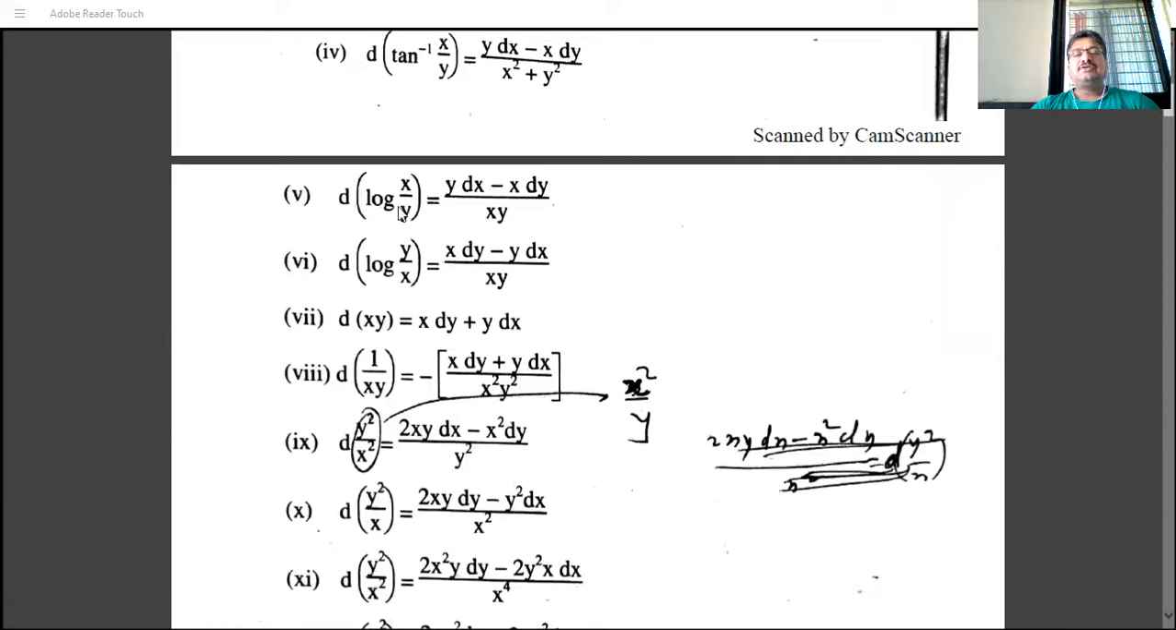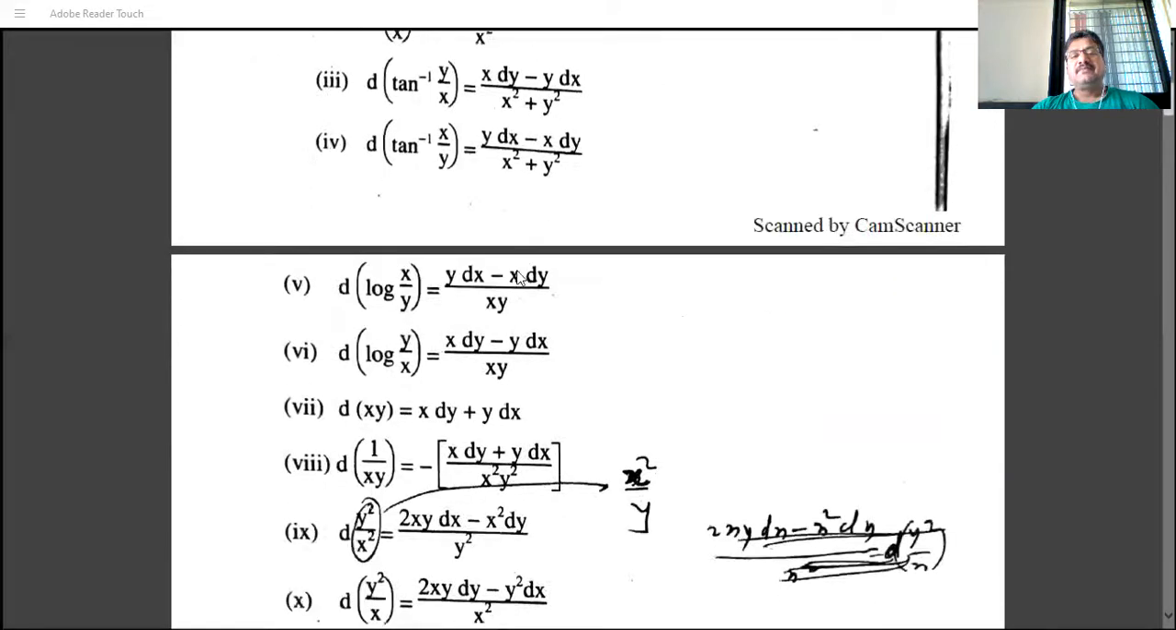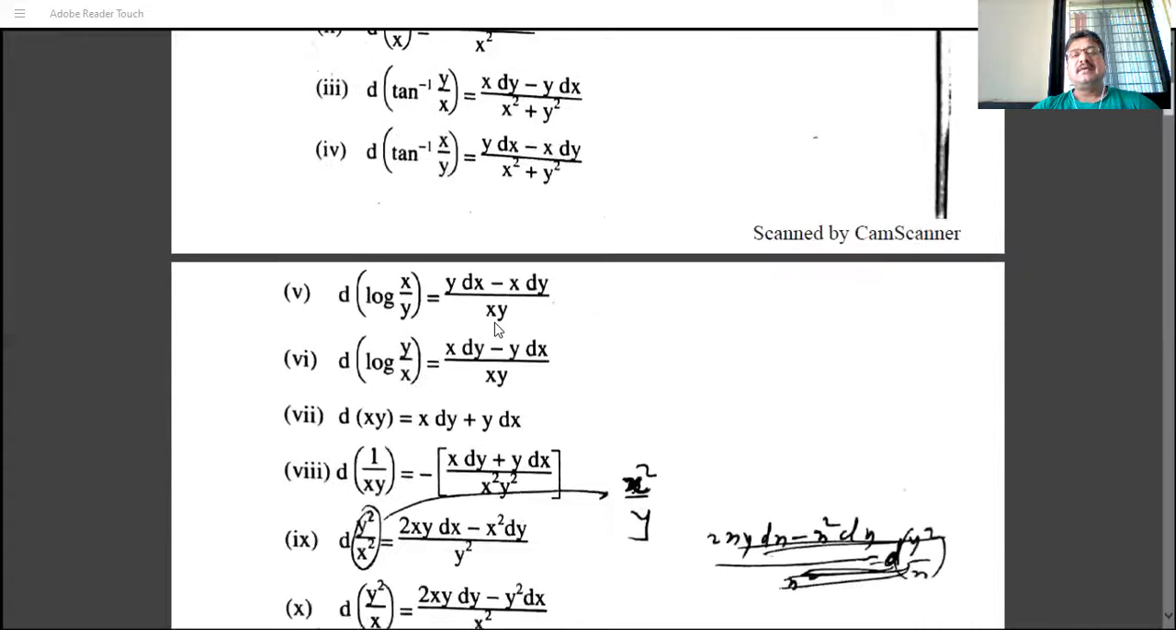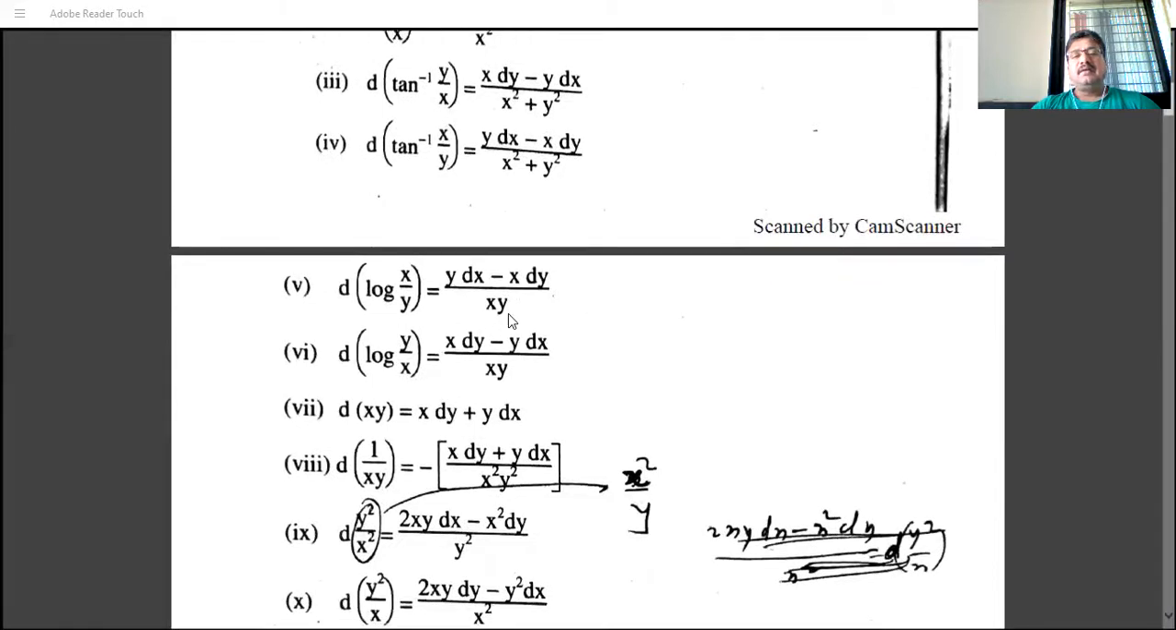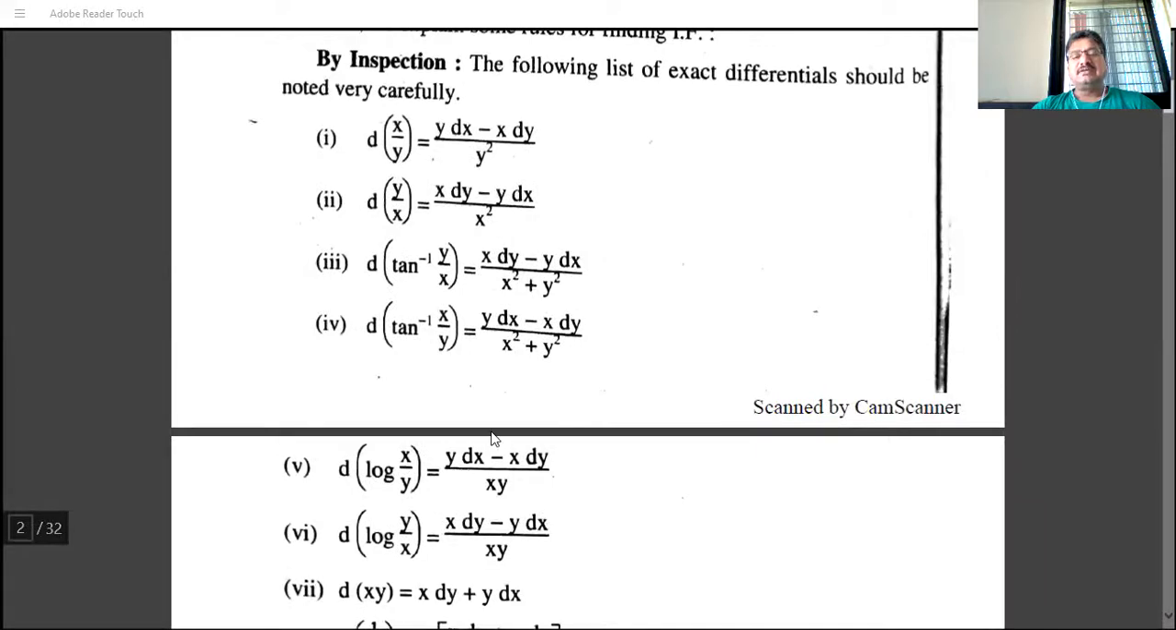Now the derivative of log (x by y). The derivative of log x is 1 by x. So the derivative of log (x by y) is 1 by (x by y) into the derivative of x by y. The derivative of x by y is (y dx minus x dy) divided by y square. And 1 by (x by y) means y by x. So we have (y dx minus x dy) divided by y square, times y by x. So one y gets cancelled, and we have x into y.